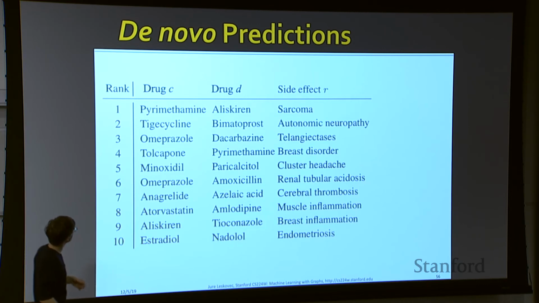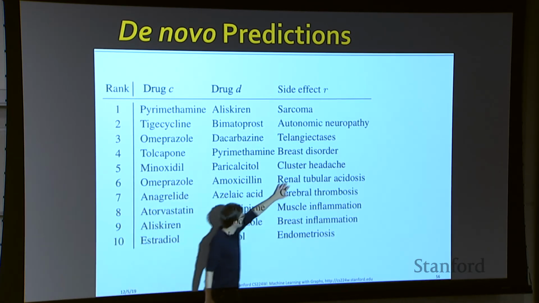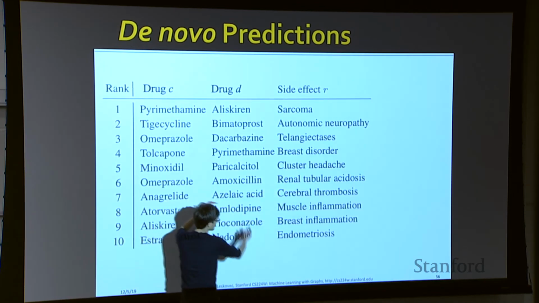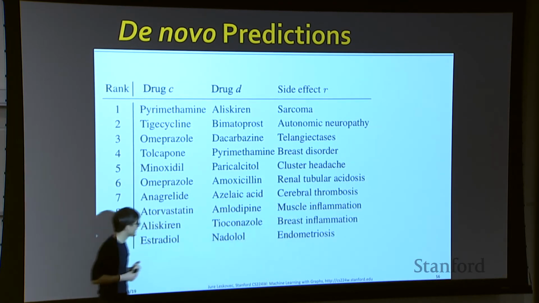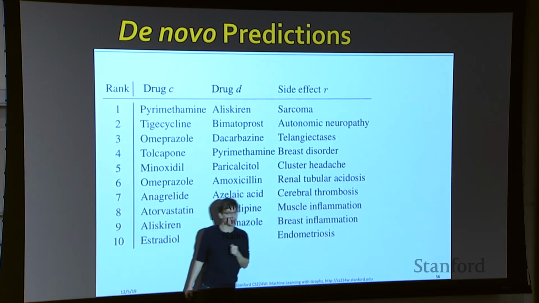So the model says, if you take this drug and that drug, you will get cluster headache. And if you take, I don't know, these 2 drugs, you will get something I cannot even read, right? So you'll get some other side effect. Or if you take these 2, you'll get this type of inflammation, right?